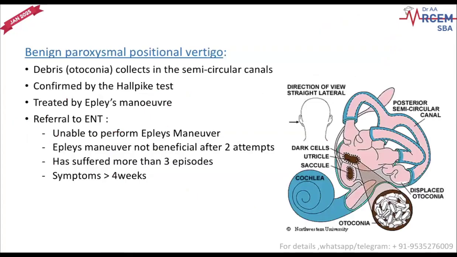Now, the first one is benign positional vertigo, or benign paroxysmal positional vertigo, simply known as BPPV. In BPPV, you need to remember that he has the vertigo, the spinning sensation, only in certain positions. It is more positional. In certain positions, there will be no spinning sensation at all. He feels completely all right. That is the classical thing you need to pick up from the stem of the question.